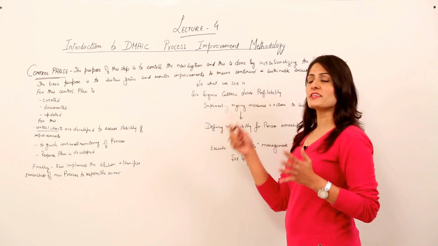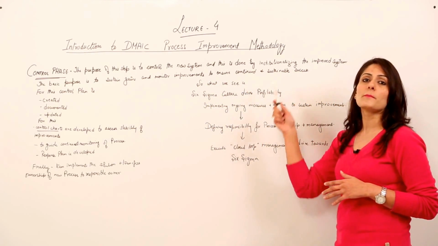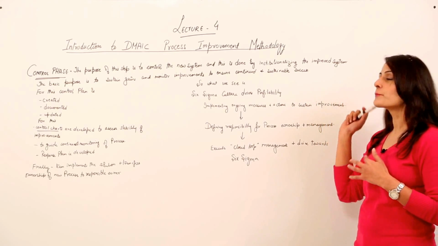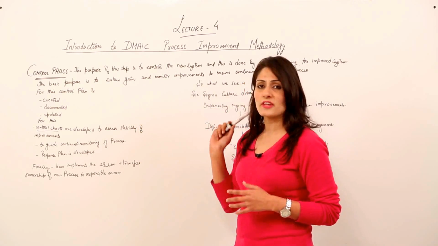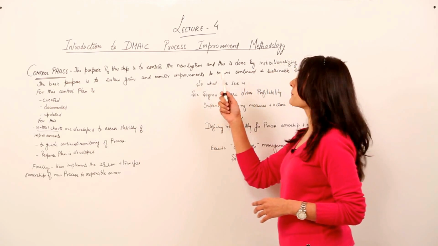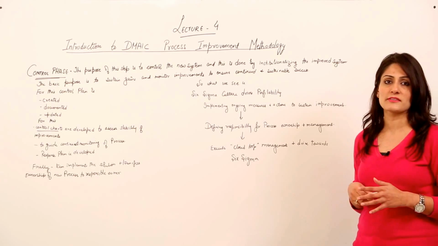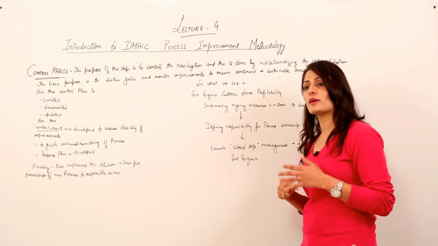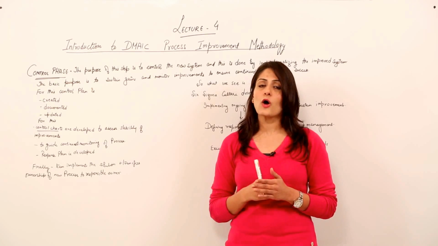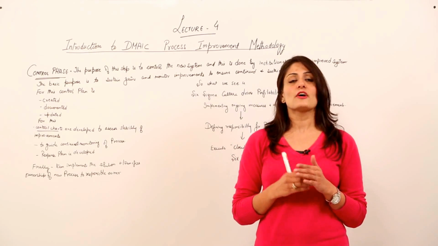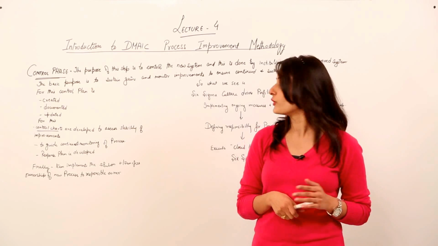The purpose of this step is to control the new system, and this is done by institutionalizing the improved system. The basic purpose is to sustain gains and monitor improvements to ensure continued and sustainable success. So basically, we have implemented our plans, now we have to put controls in place so that our system does not fall back to the previous style of working.